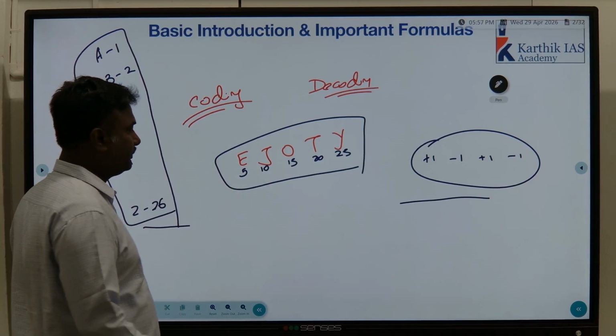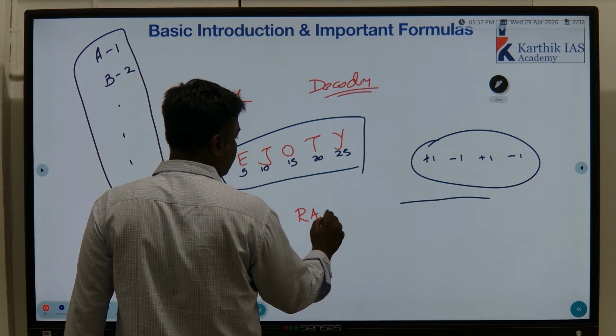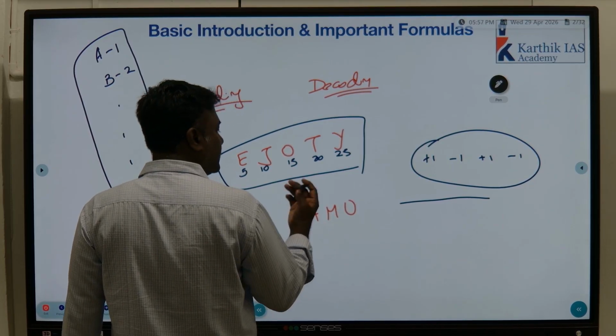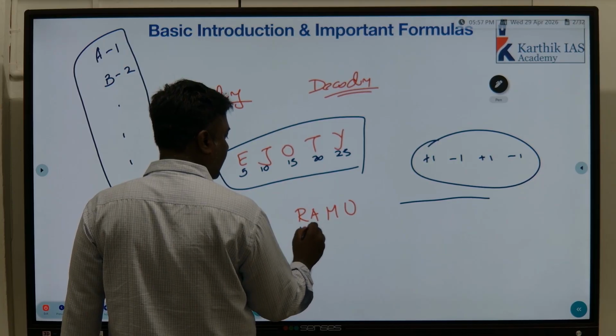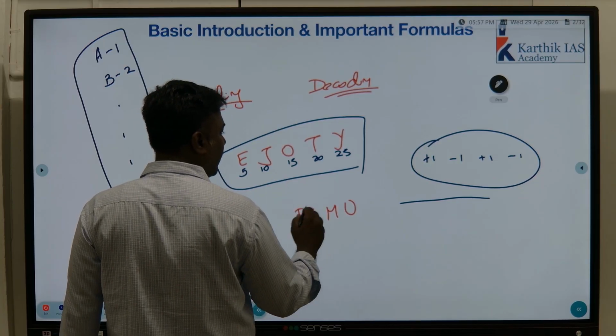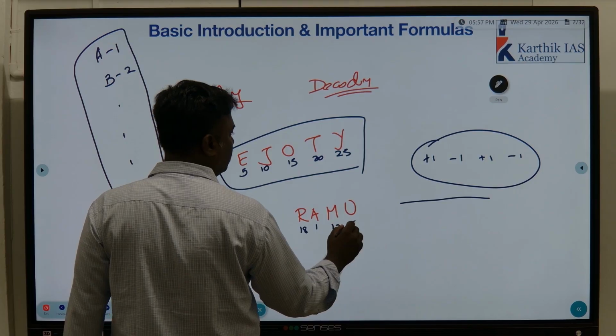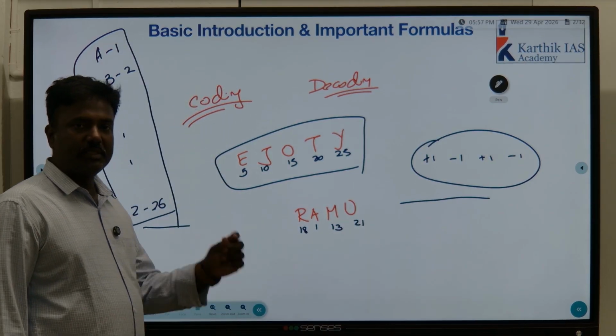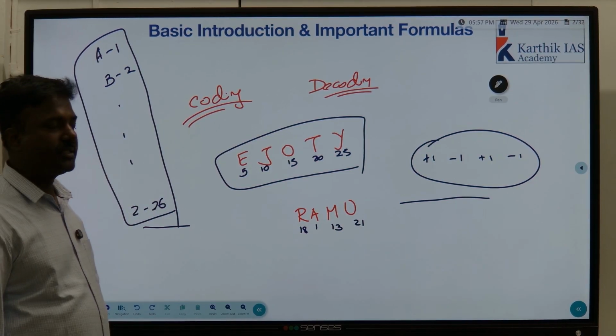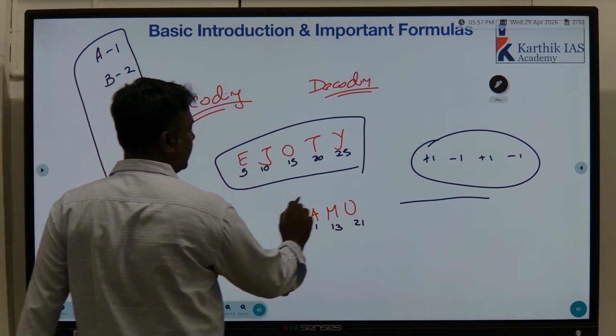Say for example, Ramu. R: in the sequence RST, R is 18. A is obviously 1. MNO, so M is 13. TU, so U is 21. That's all. Within a second, we can write the coding. Once you have coded, you need not code again.